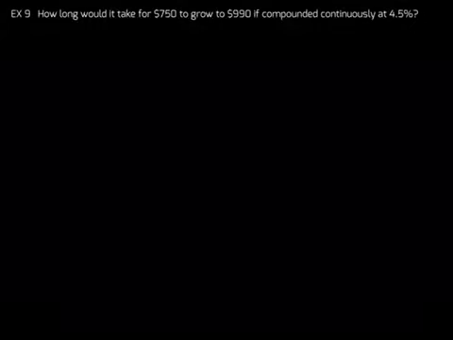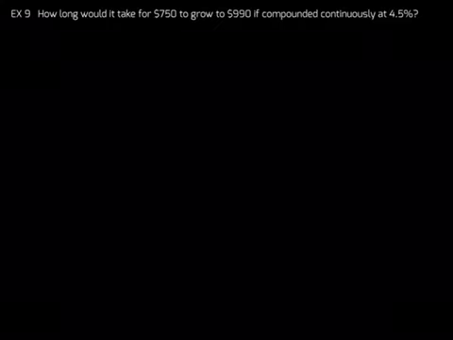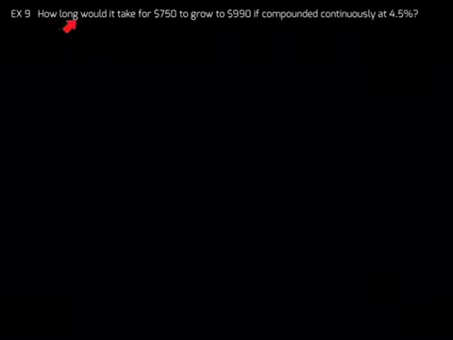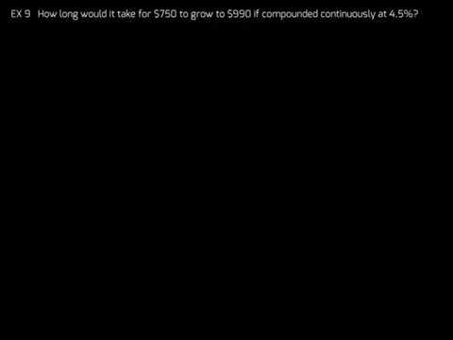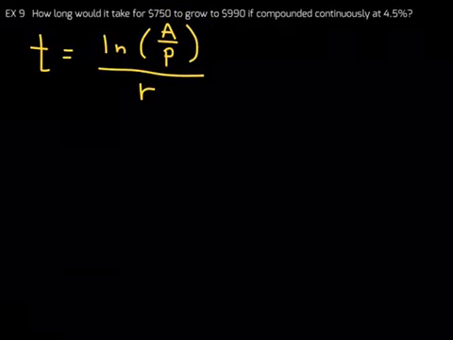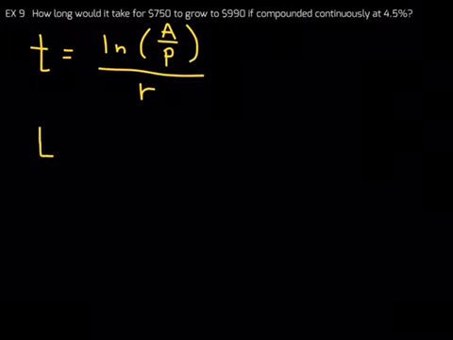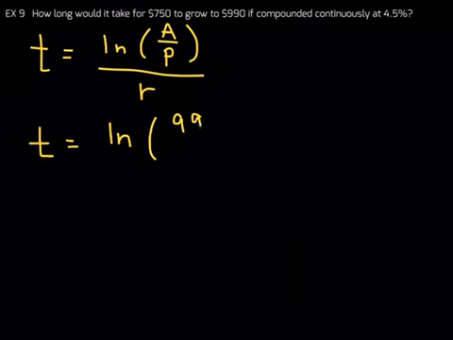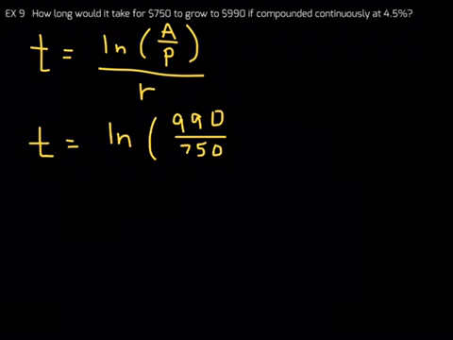Okay, guys, last example. How long would it take for $750 to grow to $990 if compounded continuously at 4.5%? I hope it's clear to you that we are looking for time. How long? So we're looking for time. So let's use that formula from a few minutes ago for time. This is the formula that we derived earlier. So let's just plug in everything that they gave us. So time, it's going to take this long. The natural log of, now remember A stands for your ending balance. So you want your money to end up at $990. P is the principal, which is the starting amount. So you started at $750. That's P, and divided by the rate.